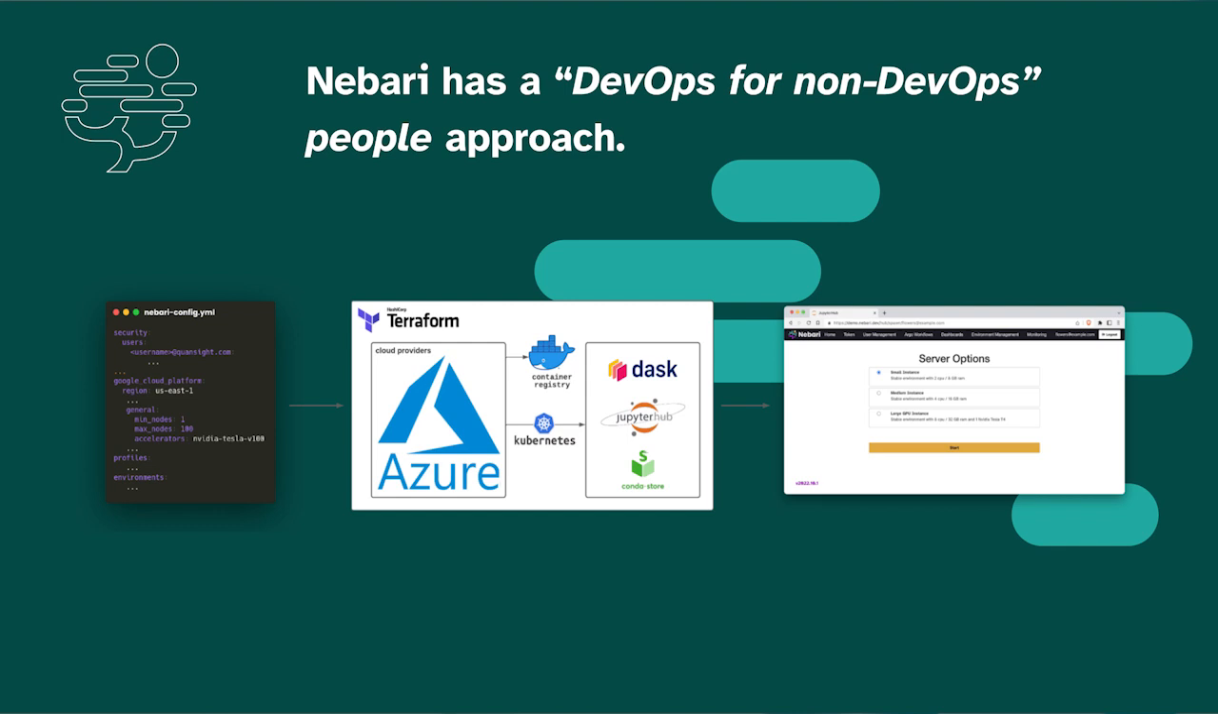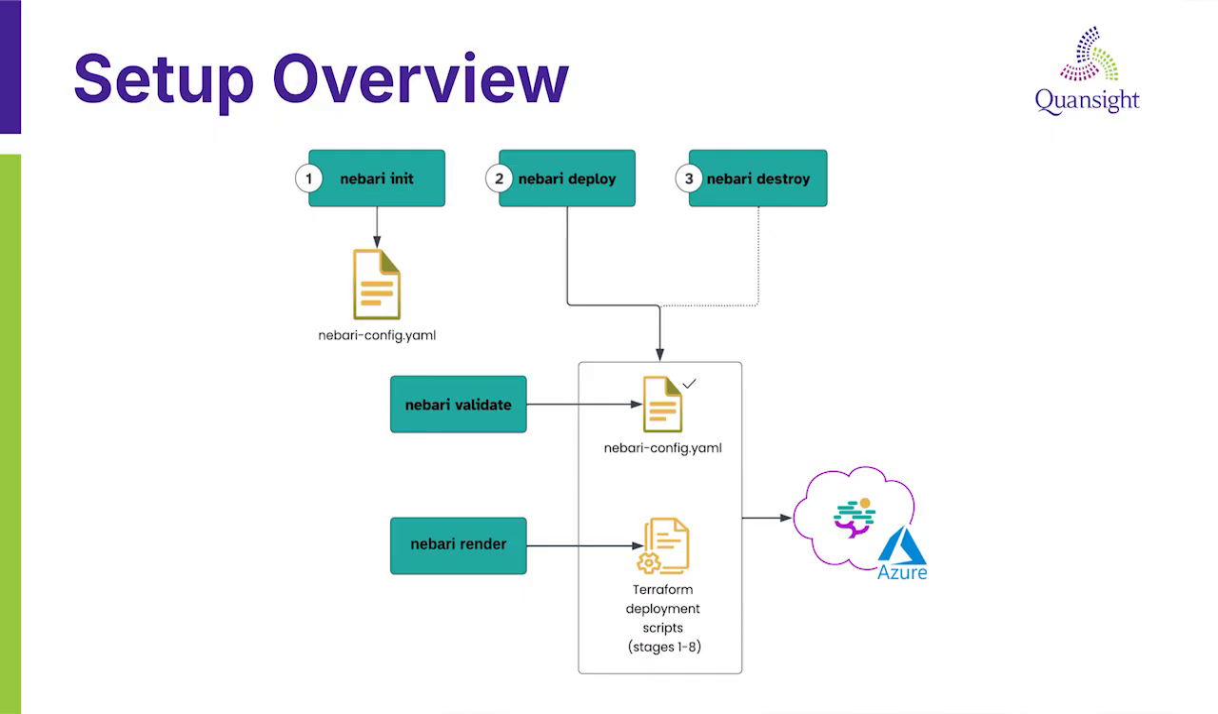We start off with a YAML configuration file. We use that to create some Terraform stages. We plug along, and then it deploys your platform. At a high level, we have these commands in the system. We have a Nebari init that will create your basic YAML file. And then we do a Nebari deploy that takes that YAML, validates it, renders it into Terraform deployment scripts, and then pushes everything to Azure.